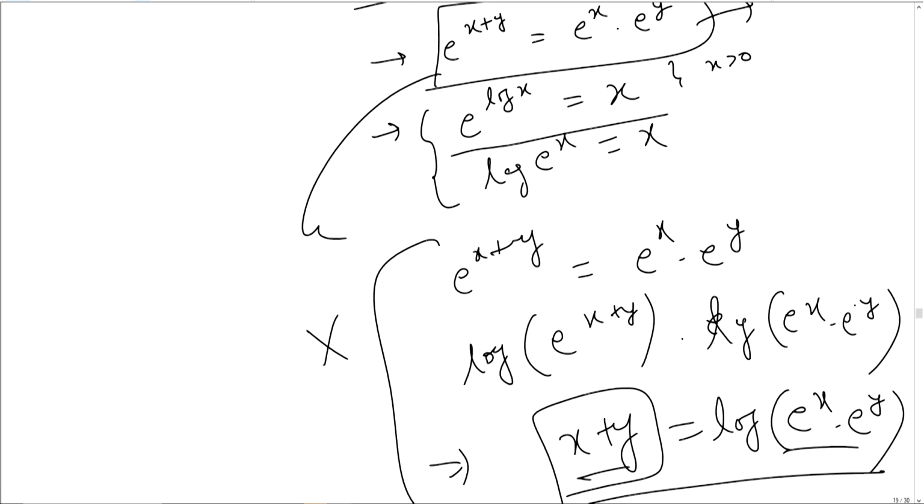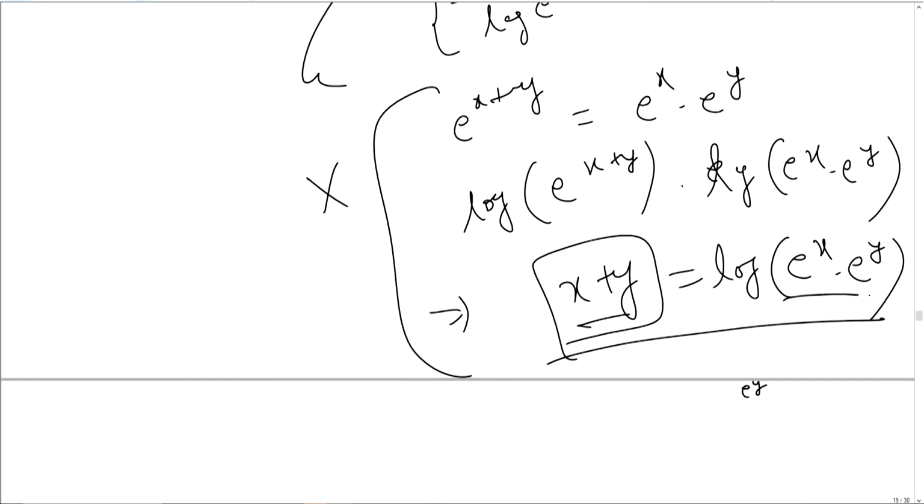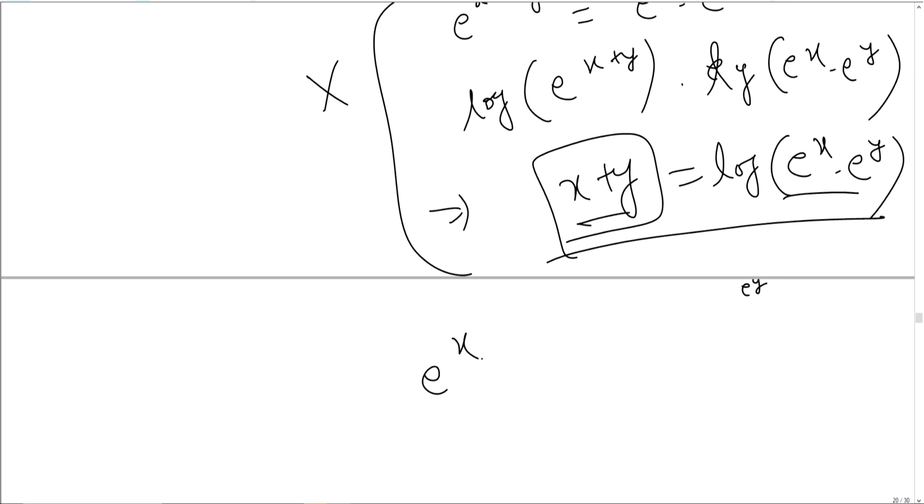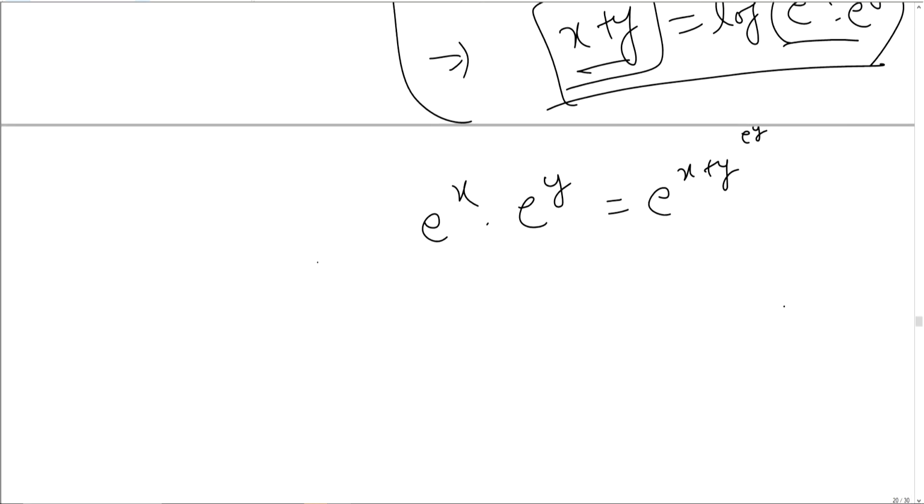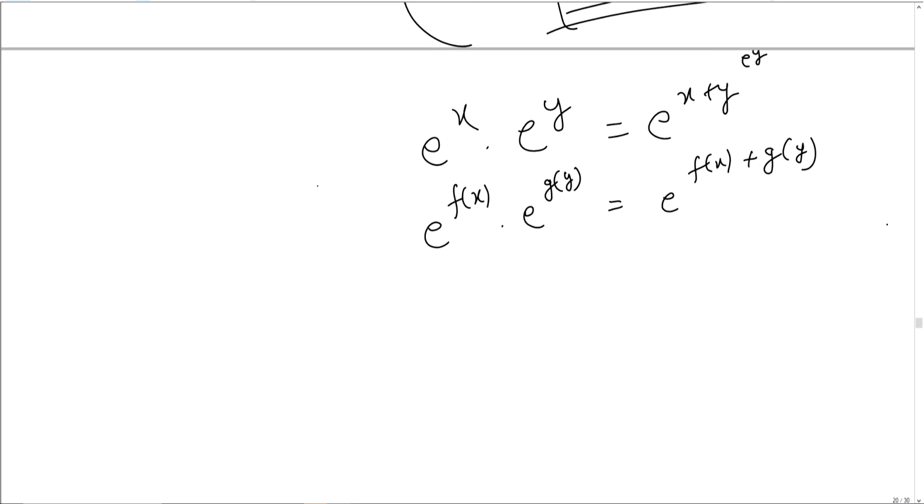So, this identity is a generic identity: e to the power x into e to the power y equals e to the power x plus y. This is your identity, right. This identity would hold for any function. Okay. So, let us say if you apply it to e to the power f of x into e to the power g of y, still you can write e to the power f of x plus g of y. That is not a problem, this identity would hold, right. So, this holds for any variables x and y.